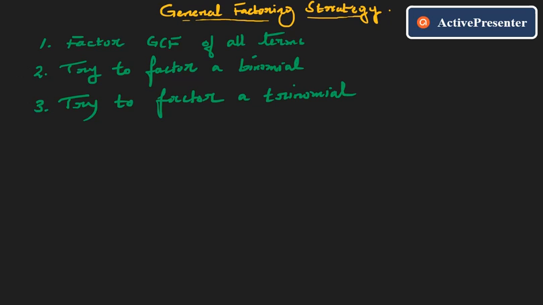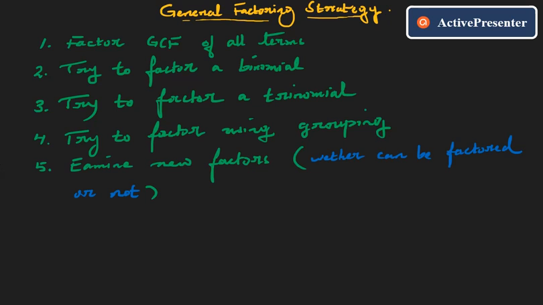The fourth thing to do is to factor a polynomial with more than 3 terms by grouping. That is, try to factor using grouping. The last thing to do is to examine if the new factors can be factored or not.